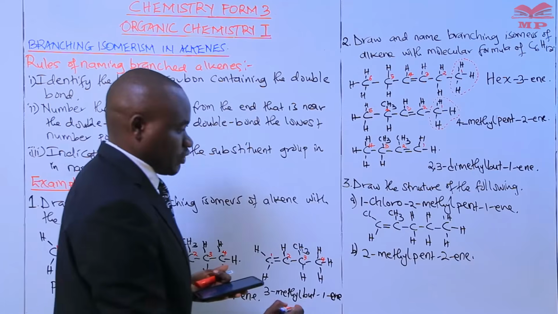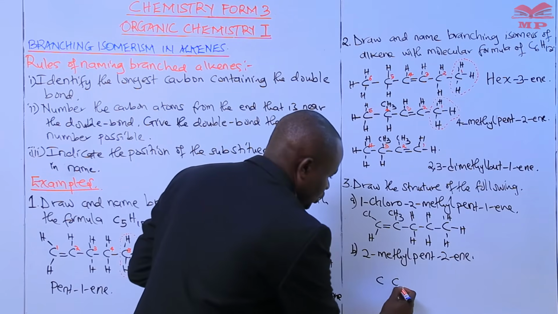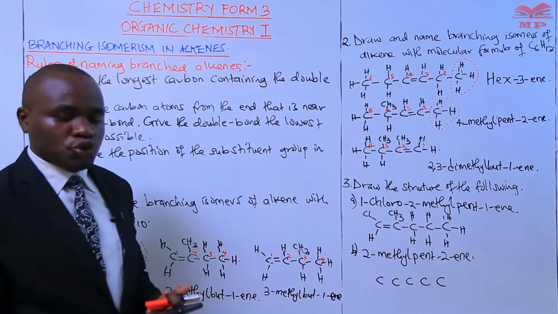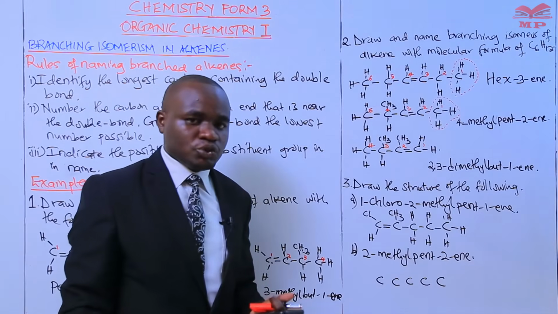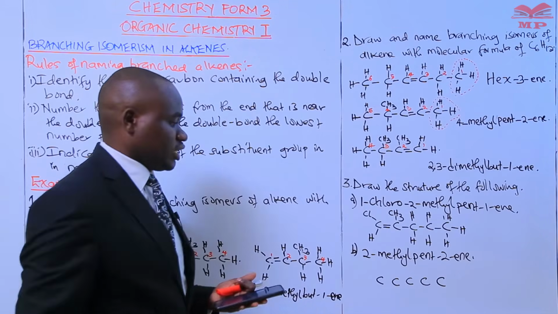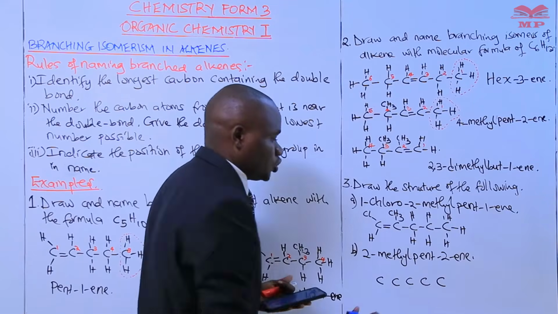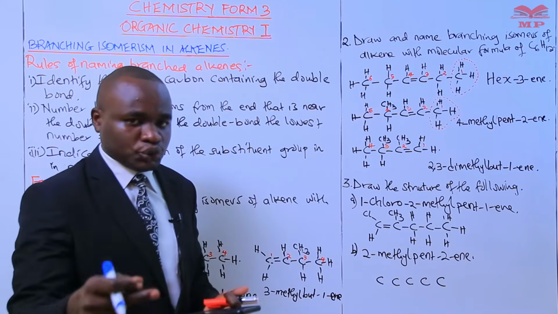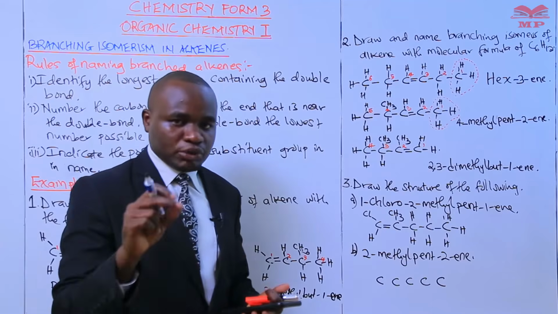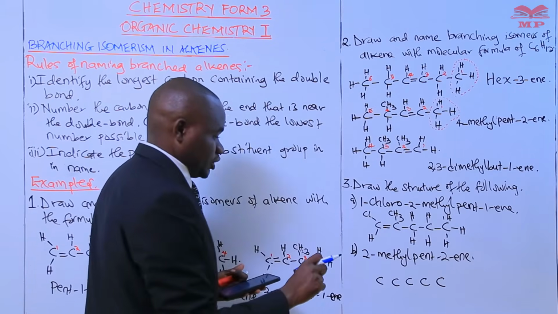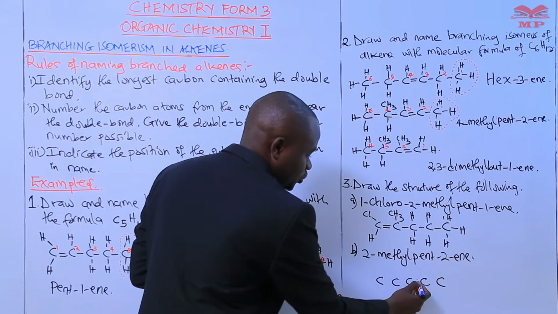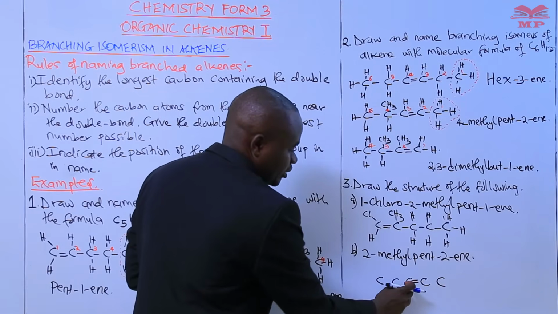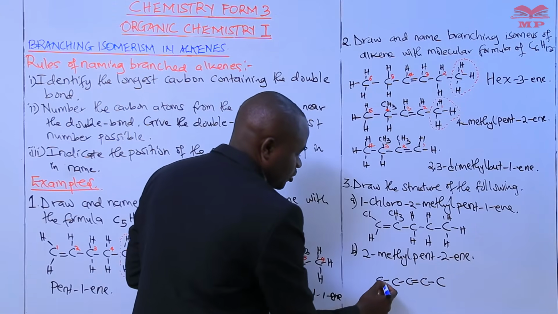So we shall draw the 5 carbon atoms as follows: 1, 2, 3, 4, and then 5. After drawing the 5 carbon atoms, you decide which side you start numbering from. You can either be from the right or from the left. Don't forget, from the name, the lowest number that has been picked is 2, meaning the double bond is between number 2 and number 3. So therefore, we shall put it between these two carbon atoms here. So this is carbon 2 and that is carbon 3. And then the rest will be those single bonds.